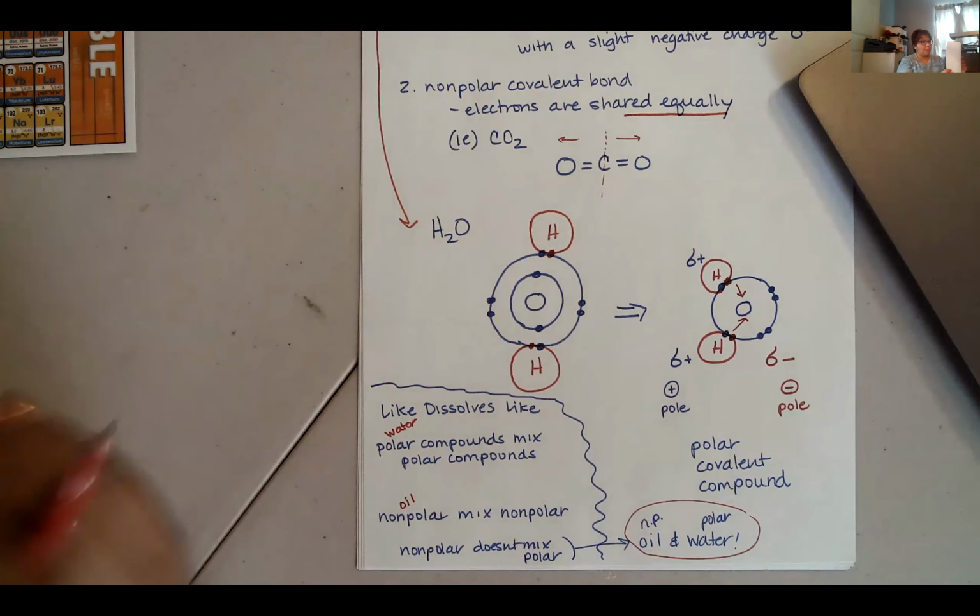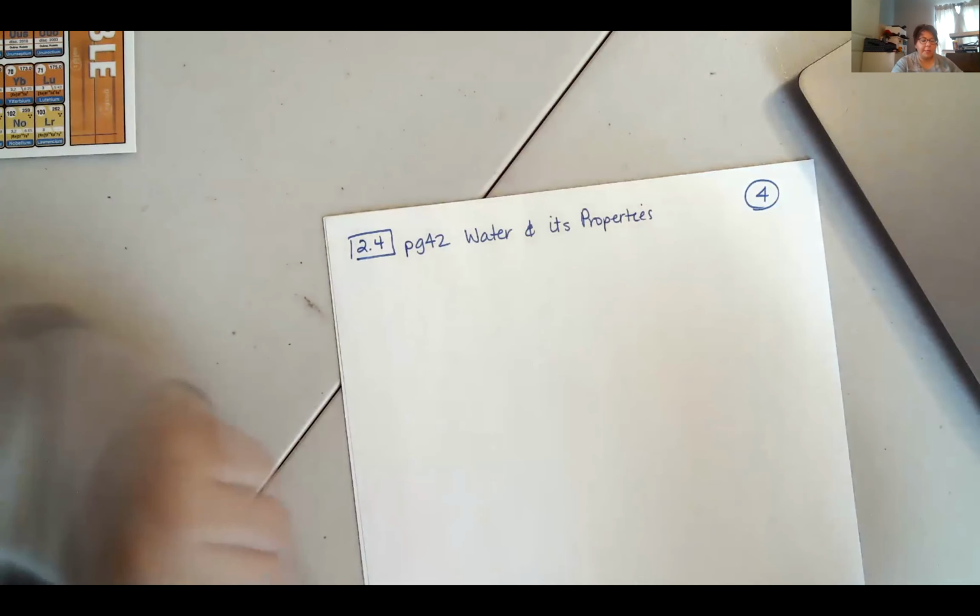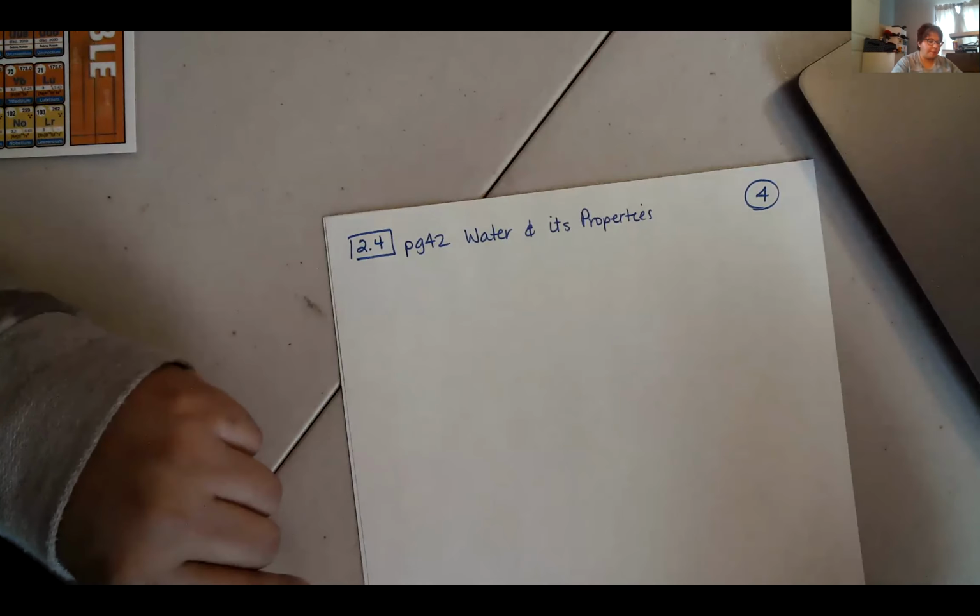So again, why is water's polarity so important? And this is where I'm going to skip over to section 4, when I talk about water and its properties. So if you're following along, I have skipped on to page 42. I'm going to go back to something from section 3 in a little bit, but this is a nice segue into water and its properties.